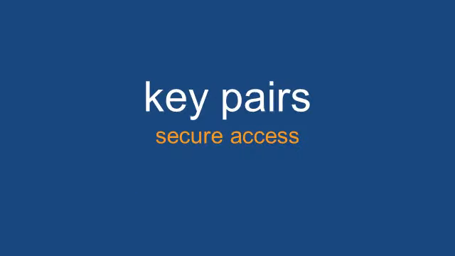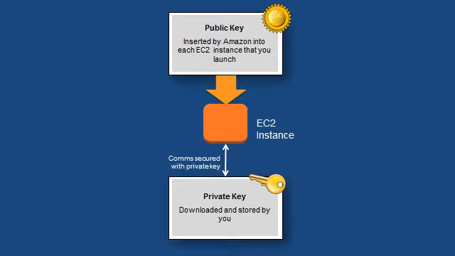And the first thing to talk about here is key pairs. These are a way for securing access to your instance, and they're used either to secure access via SSH. So in this case, a public key would be inserted into each EC2 instance that you launch, which corresponds to the key pair that you've just selected.